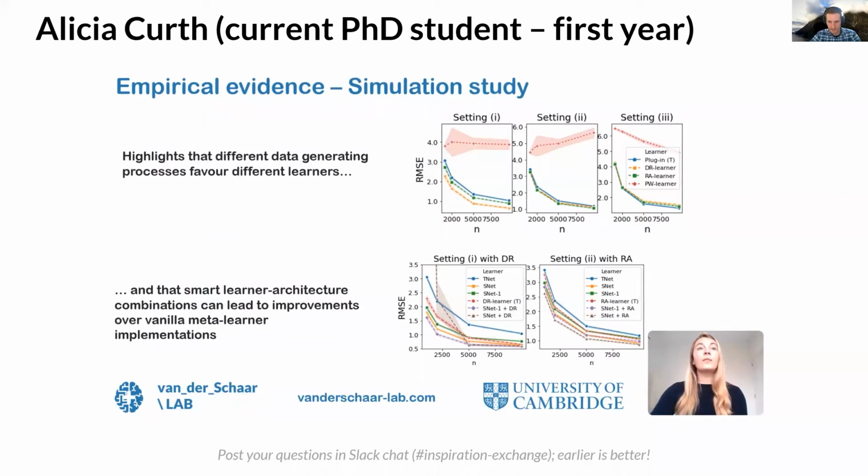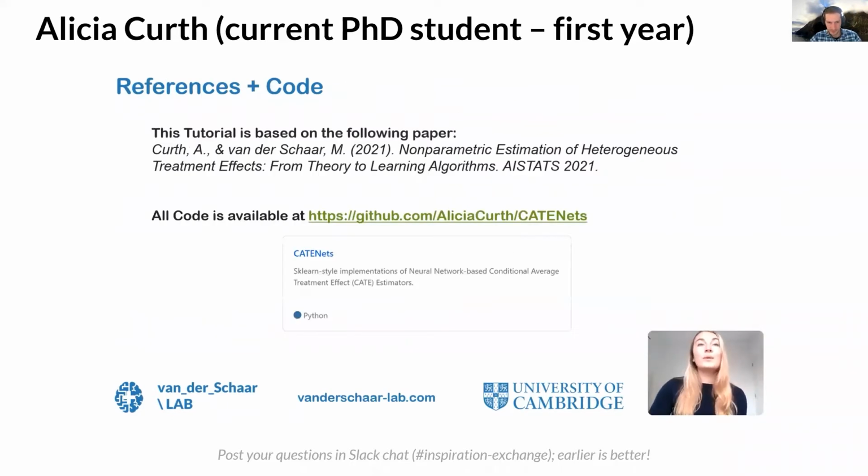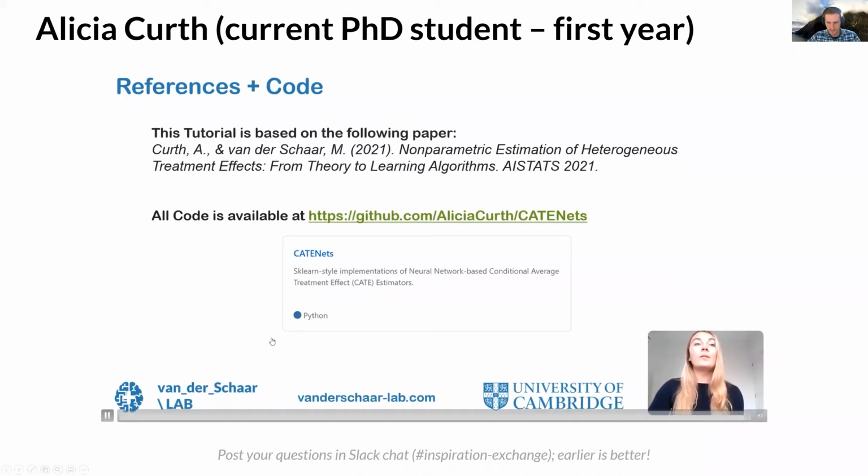In our paper, we gather some empirical evidence by performing a simulation study, which highlights that different data generating processes favor different learners, and that smart learner architecture combinations can lead to improvements over vanilla meta-learner implementations. If you want to learn more, you can check out our paper or watch out for a tutorial series on treatment effect estimation that we've recorded. Also, all the code to replicate the experiments and more is available at my GitHub.